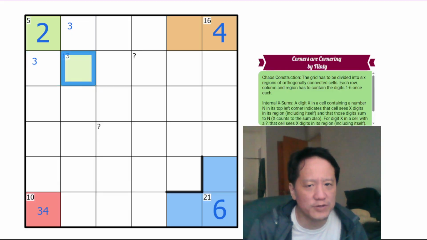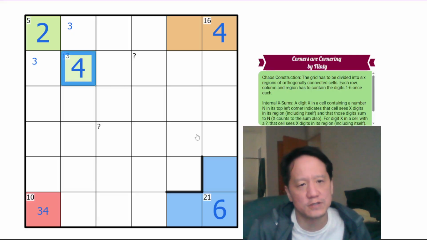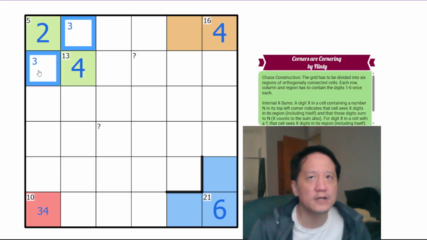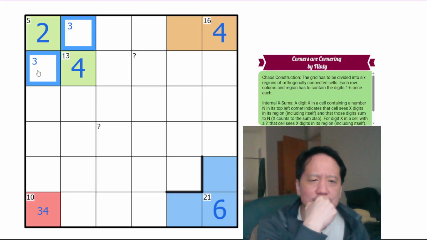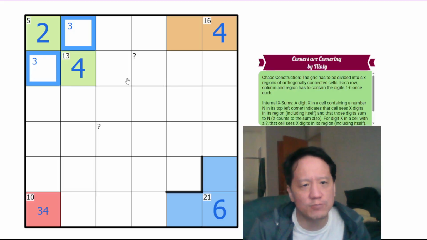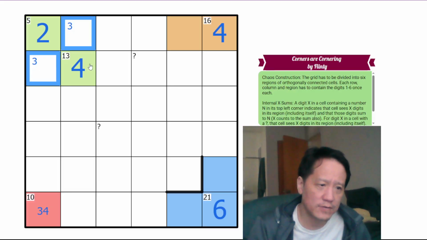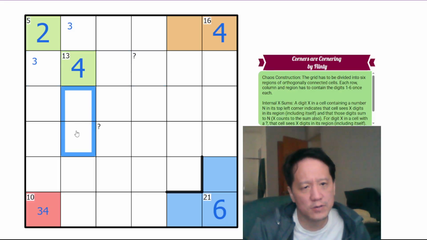So then this has to be 4 cells that it sees. So this sees 4 cells. It sees a 3. It sees 3 and sees 4. So the remaining digits that it sees must add up to 6, which is 1 and 5. So it must see 1 and 5 here or here. We're not sure.